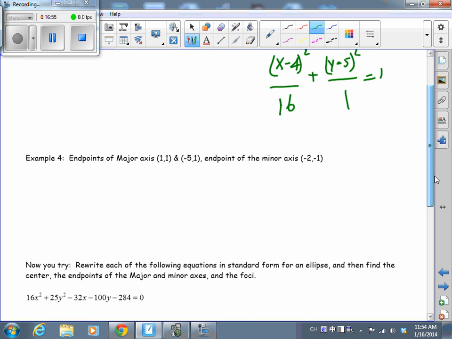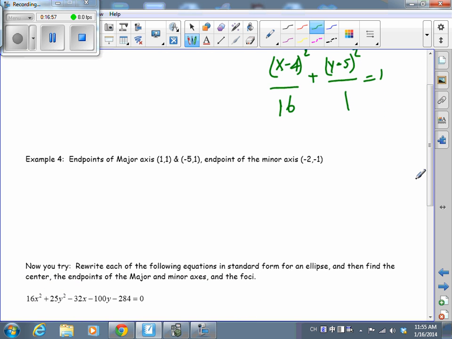This time they didn't give us the center. So the first step is to find the center. But they gave me the 2 points of the major. So let's go ahead and find the center by using what? The midpoint. So I will use the midpoint formula, and I will say 1 minus 5 over 2 and 1 plus 1 over 2. What are the coordinates?